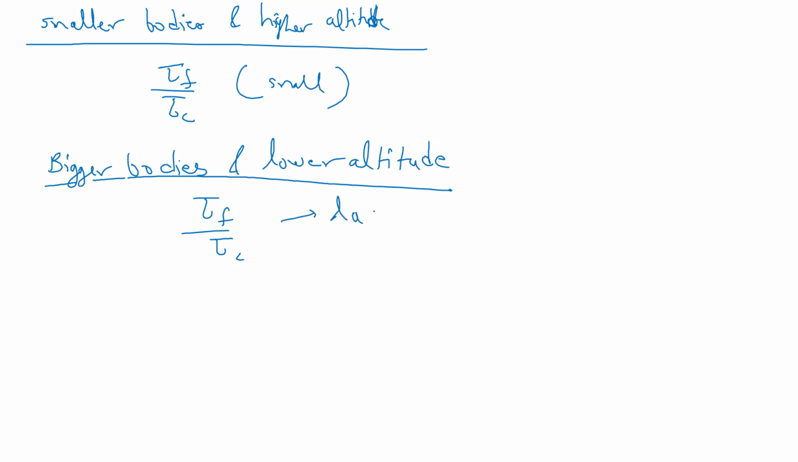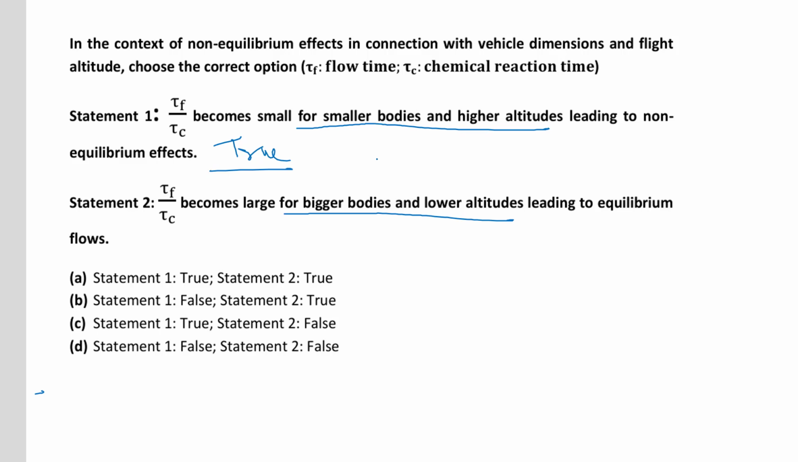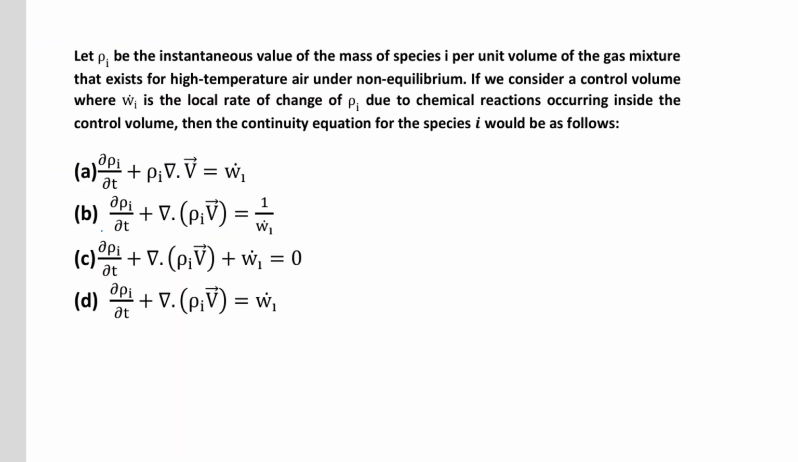It will be large, and if this value is large, then chemical reactions are happening faster than the flow time. So flow will have the equilibrium flow. So this statement is also true, which says tau f and tau c become large for bigger bodies and lower altitude, leading to equilibrium flows. So both statements are true. So option A is the correct option. Now we will see the next problem.